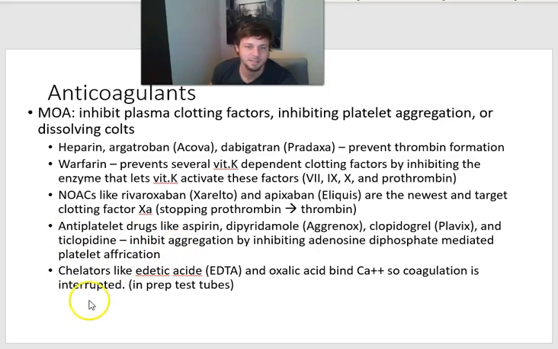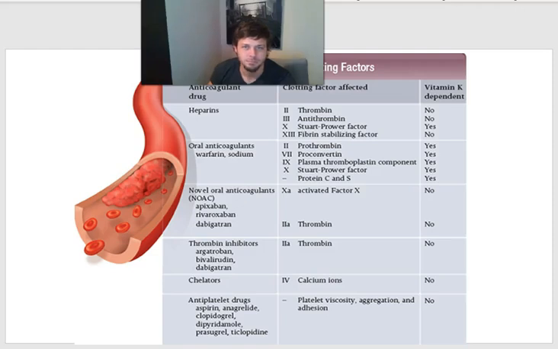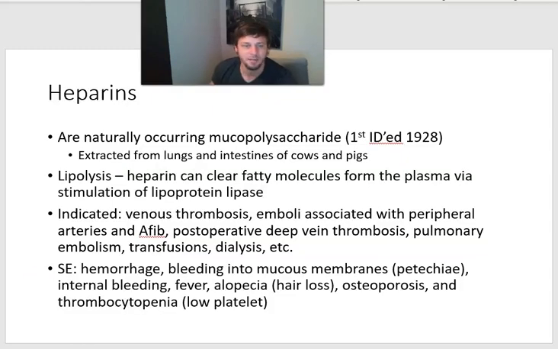And then chelators like EDTA or oxalic acid, they bind calcium so coagulation gets interrupted. A lot of these are what you're going to see in test tubes for blood samples where they take it, they shake it to keep it from coagulating, right? So you can run tests on them. So here are your anticoagulant drugs, and here are the clotting factors that are affected, and we'll go through some of these in more detail, like the heparins.